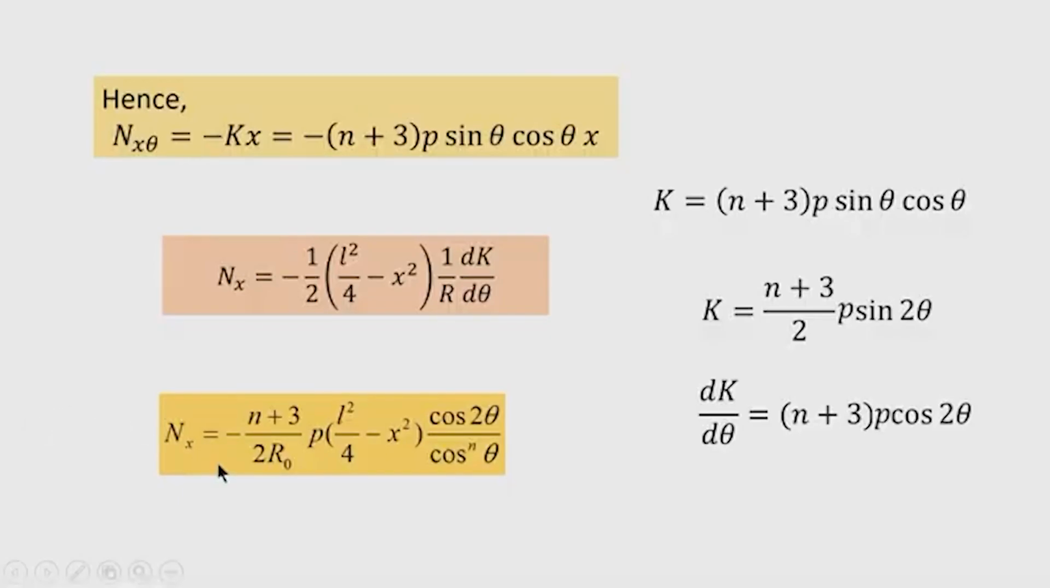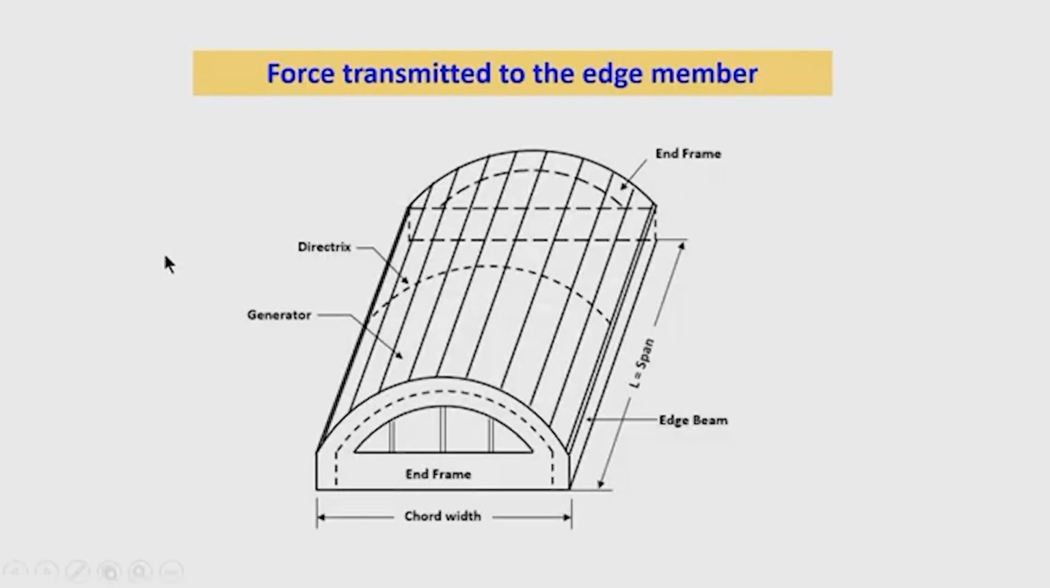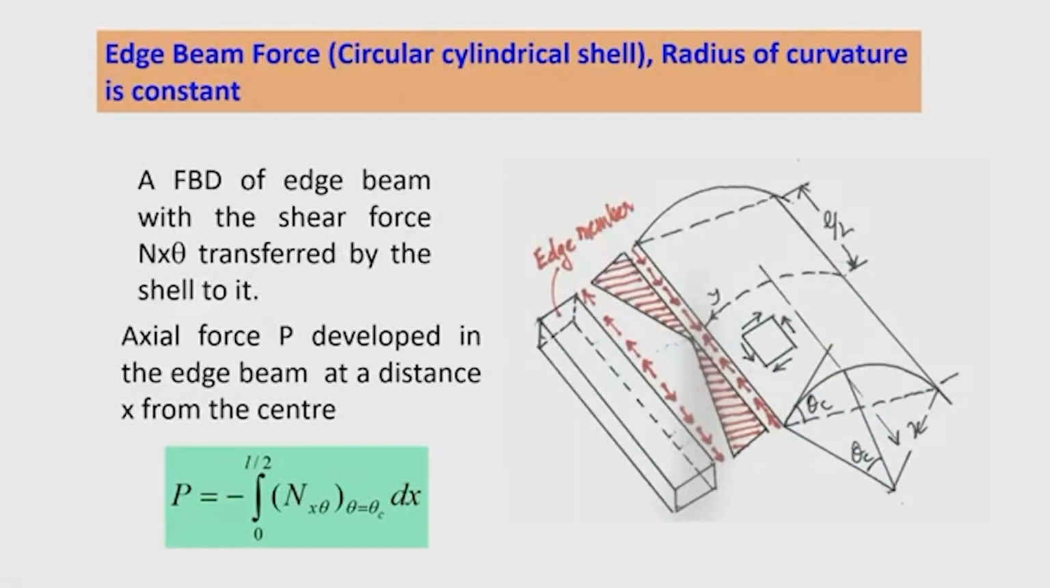Okay. So, after obtaining these 3 stress components for snow load and dead load, we can now find the force transmitted to the edge member. Now, you can see that the shell is supported on the edge member. So, what is the force transmitted on the edge member? Because the edge member will be subjected to force, that will be up to a certain region compressive and up to a certain region tensile. So, let us find out this.